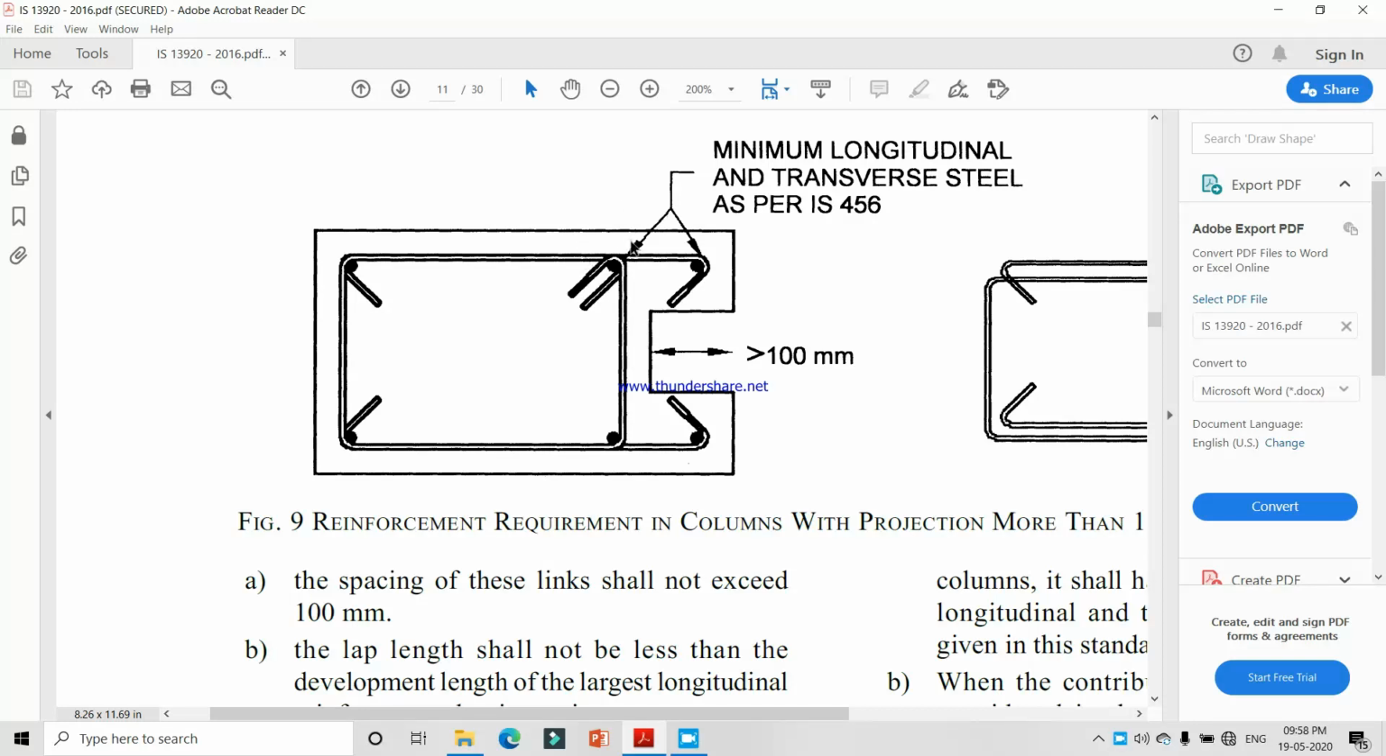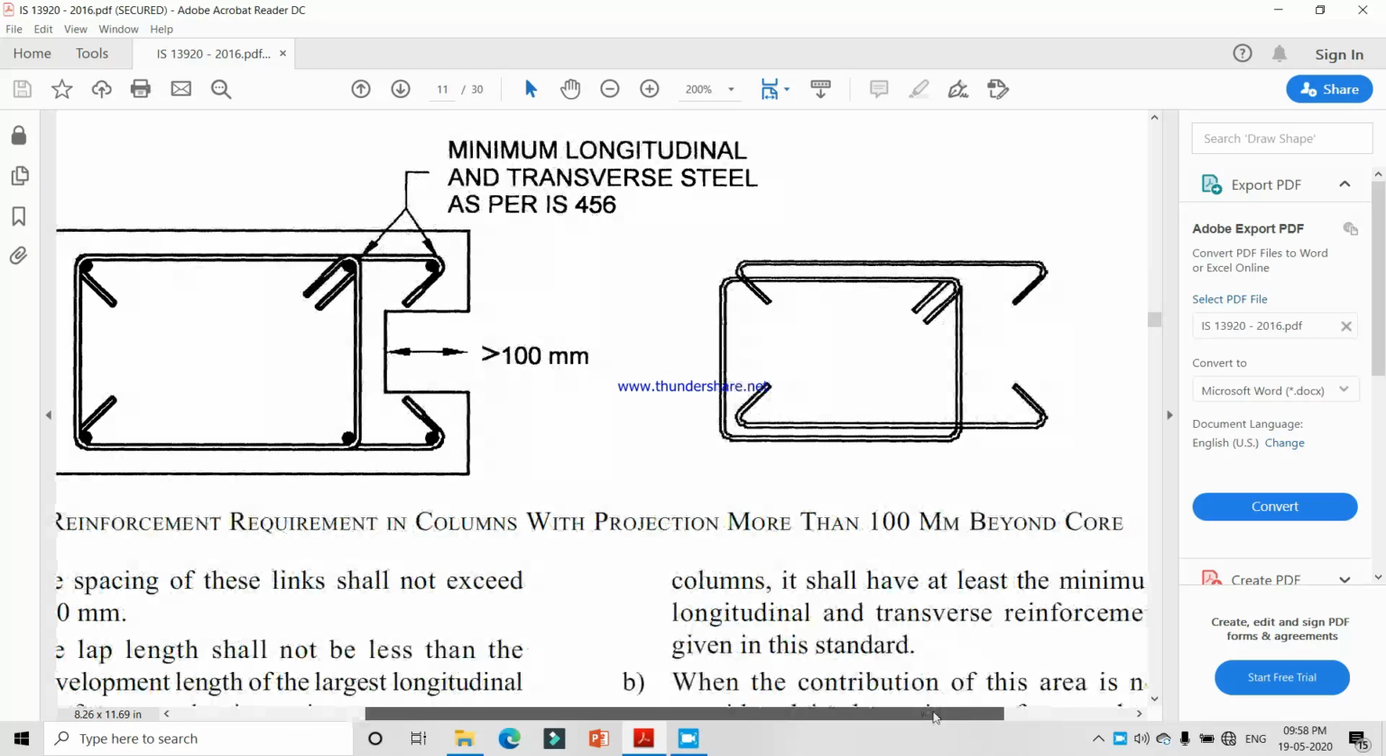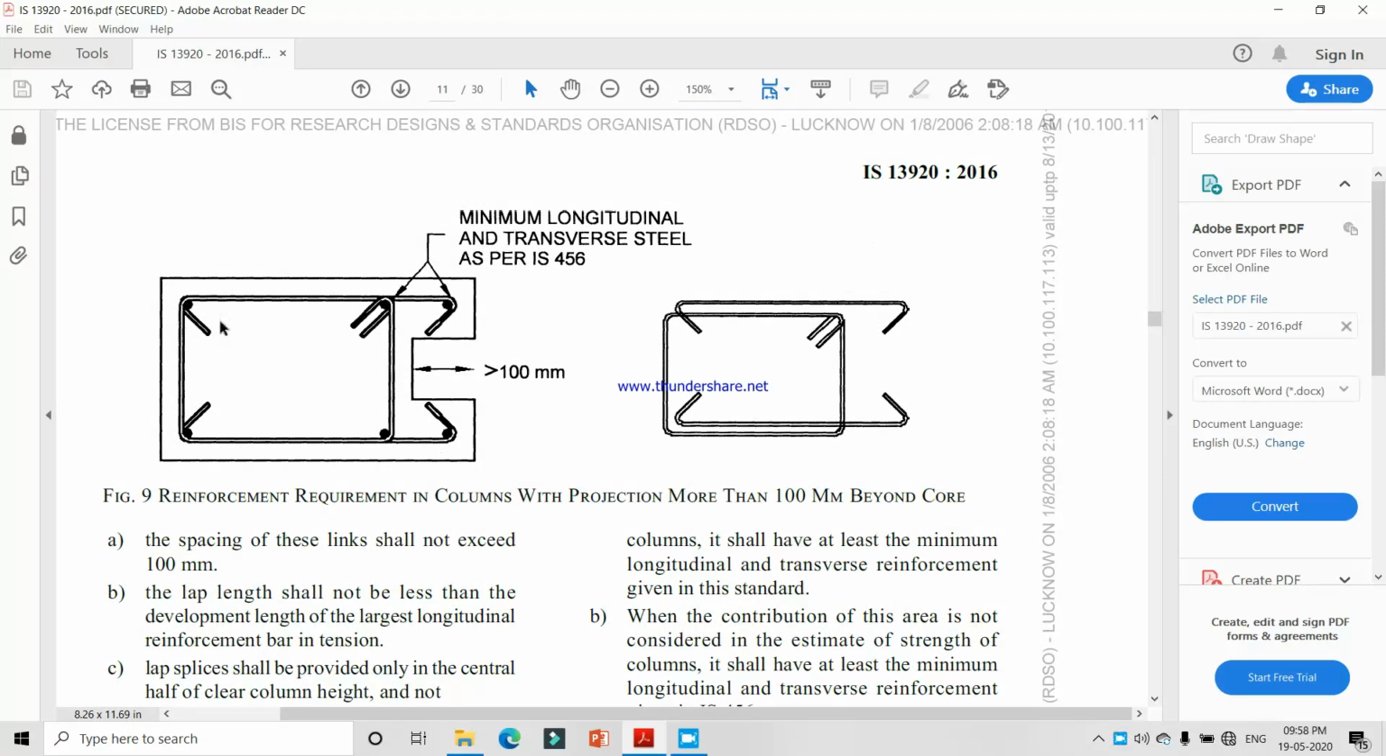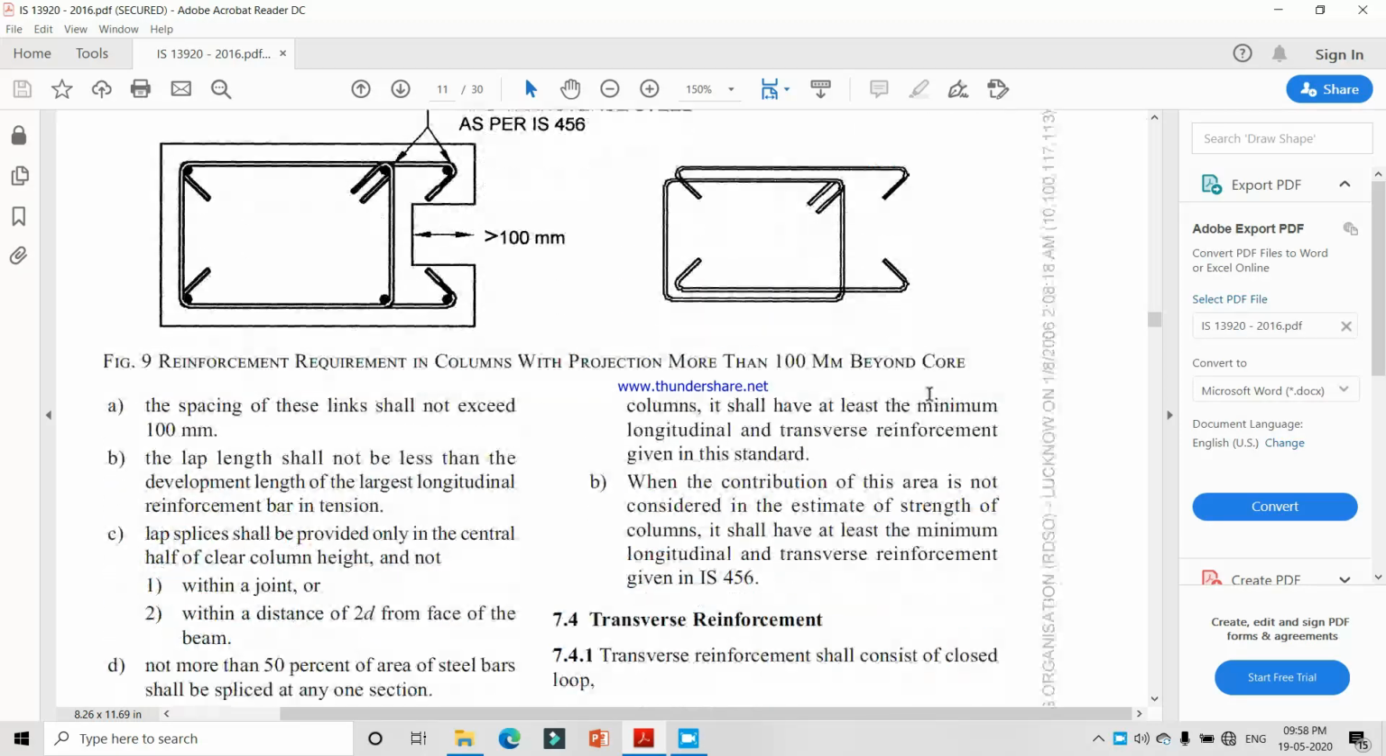we have to provide additional reinforcement like this. Additional stirrups are provided here, and this is the second criteria. This is the main stirrups, and this is the additional stirrups provided. You can see these are the main stirrups, then these are 2 additional stirrups provided.